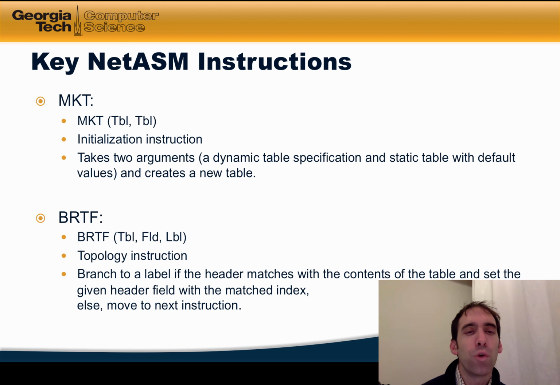Let's overview a few key NetASM instructions. MKT, or make table, is an initialization instruction that takes two arguments, a dynamic table specification and a static table that has default initial values. BRTF, or branch, is a topology instruction that branches to the specified label if a header for a packet matches the contents of the table, and it sets the given header field with the matched index. Otherwise, it moves to the next instruction.